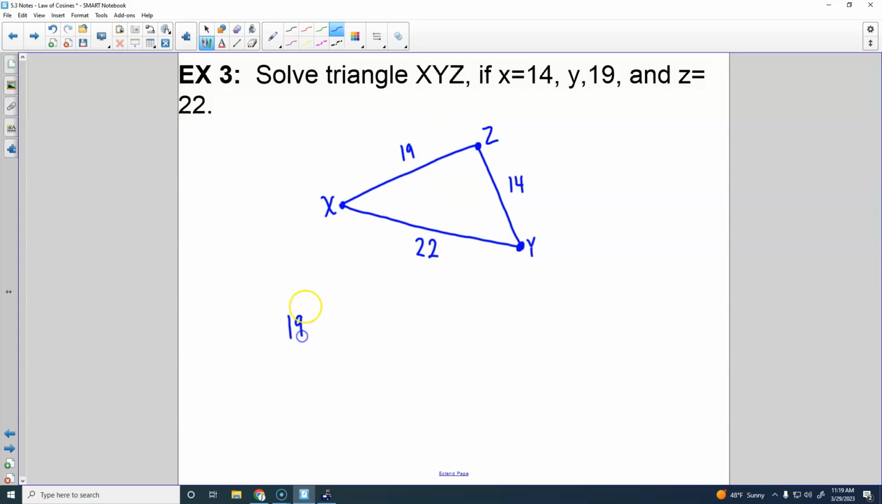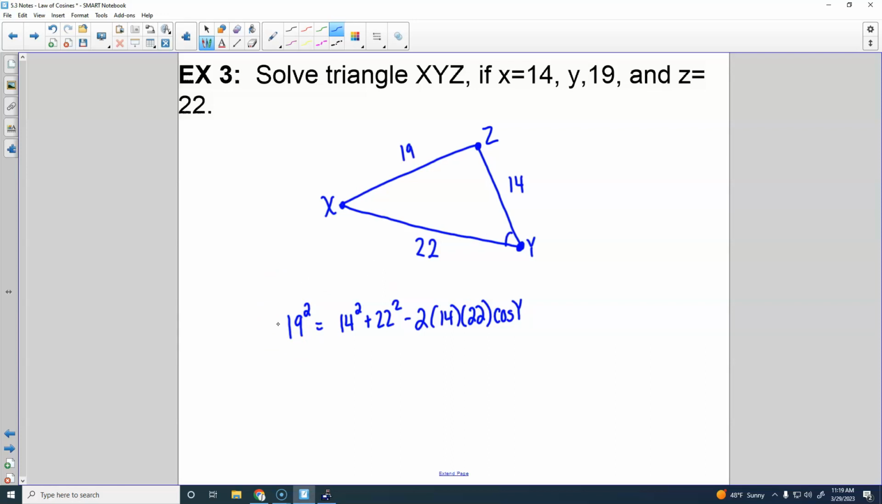So we'll have 19 squared equals, it doesn't matter which one you put first, X or Z, so 14 squared plus 22 squared minus 2 times 14 times 22, and then we'll have cosine of Y here. So that cosine Y must go on this end because that's the one we've decided to look for first. The side across from it needs to be the one over here.